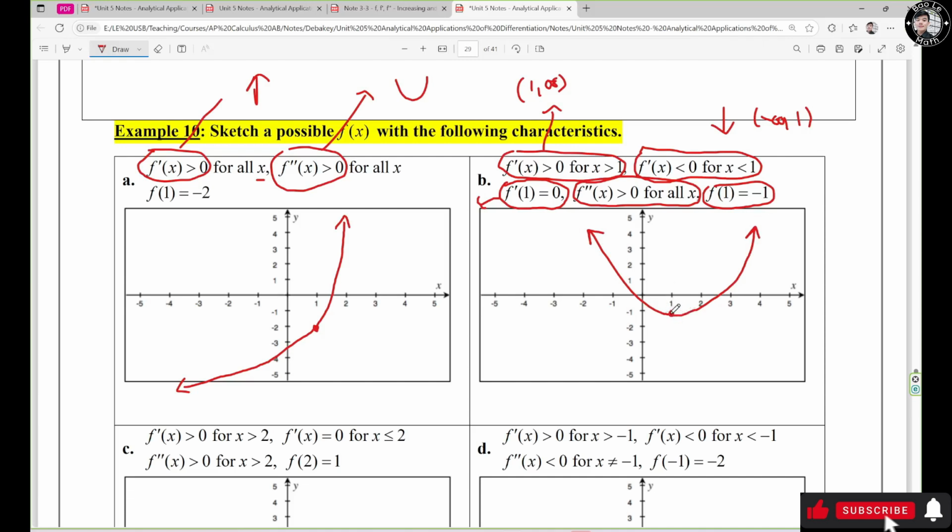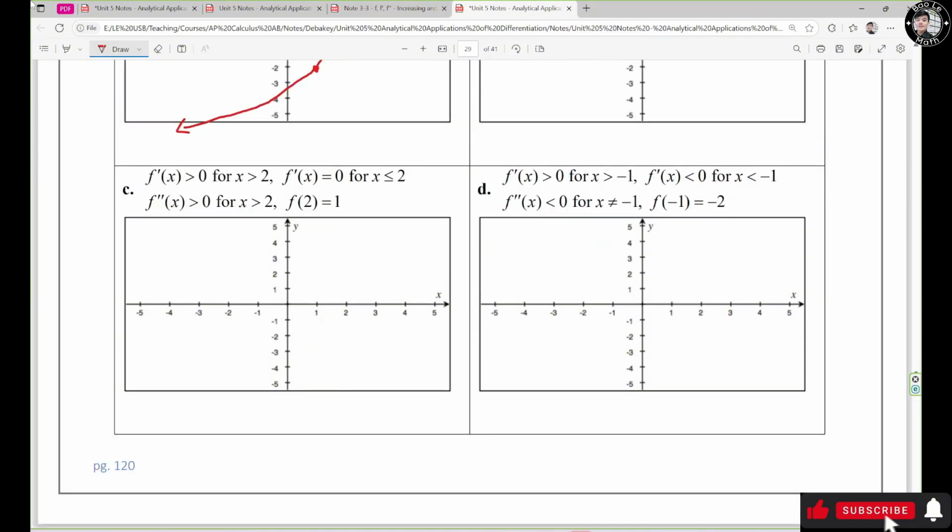So this guy becomes the relative minimum, right? Because the function f of s is always concave up, right? Now question C. f prime of s greater than 0 for s greater than 2 tells us that the function f of s is increasing on this interval, right? And f prime of s equals 0 for s less than or equal to 2. It tells us that the function f of s will be a constant on this interval, right?